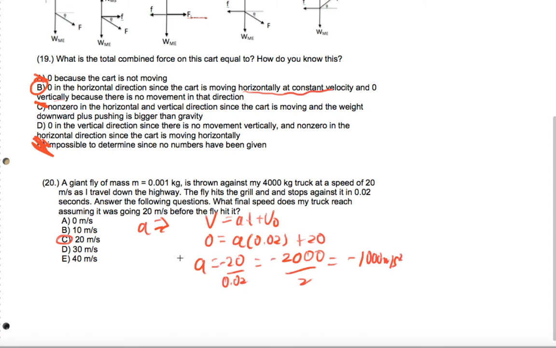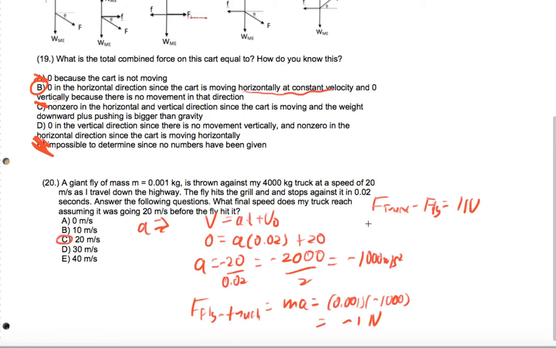Now let's get the force on the fly. So the force on the fly due to the truck is going to be m times a, which is going to be mass of the fly, which is 0.001, times negative 1,000. Remember, we're looking for the force on the fly, so we use the fly's mass. So that's negative 1 Newton. All right, now by Newton's third law, that means the force on the truck due to the fly is also 1 Newton. So let's get the acceleration of the truck.